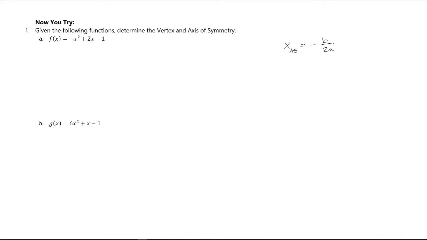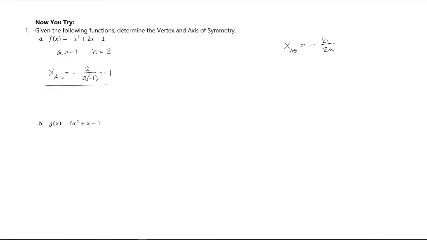For the first function we're looking at, part A, we have f of x equals negative x squared plus 2x minus 1. The a value here is negative 1. The b value is 2. So the x value of the axis of symmetry is going to be negative 2, the b value, over 2 times negative 1, the a value. And this should simplify down to 1. So there's our axis of symmetry.